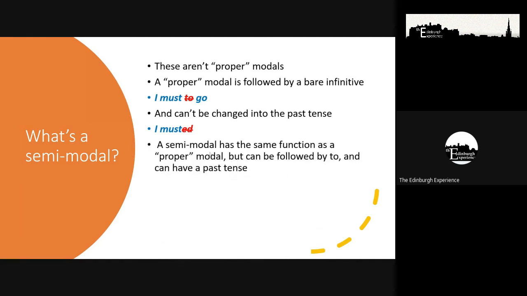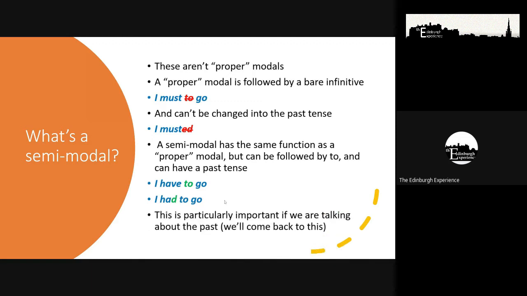However, a semi-modal will give you the same function as a proper modal like must in terms of obligation, but we need to follow it with to, and it can also be used in the past tense. So for example, I have to go, we'll always use the to here, and I can also put it into the past and say I had to go. If we're talking about the past, this is particularly important, and we'll come back to this in a second, guys.